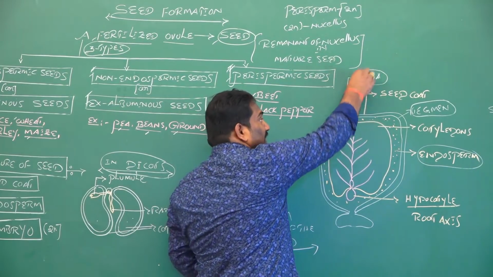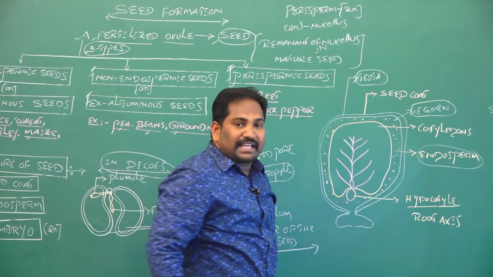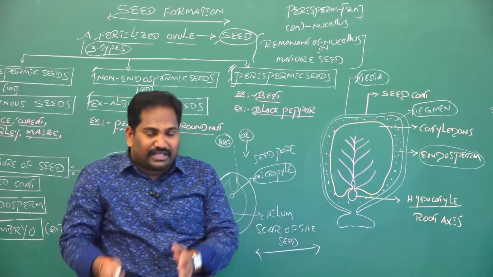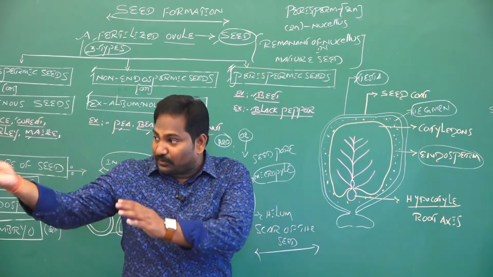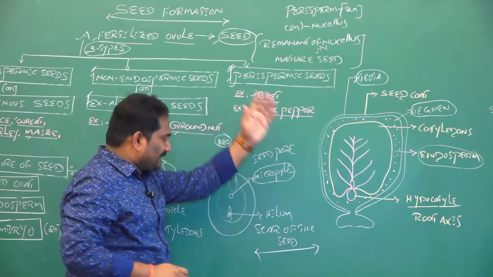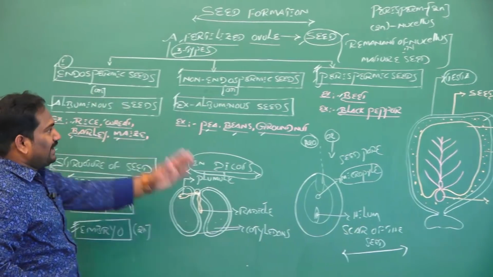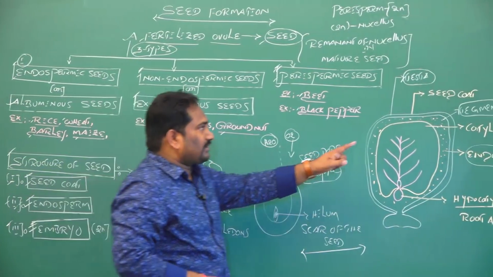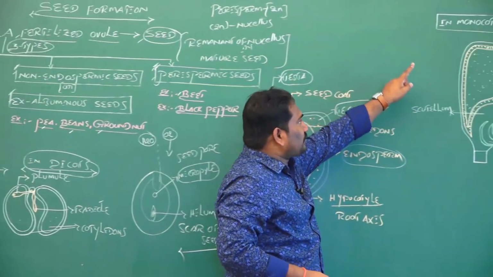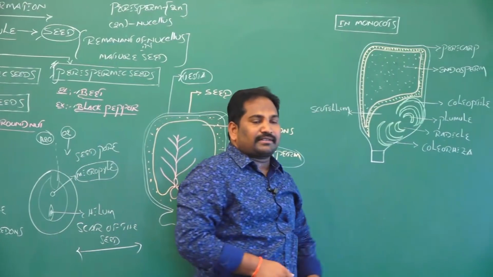The outer seed coat is called testa, and the inner seed coat is called tegmen. The origin of testa and tegmen, ontogenetically, is from the outer integument and inner integument of the ovule. This is the basic information about seeds in dicotyledon plants. Let's discuss the structure of seeds in monocotyledons.